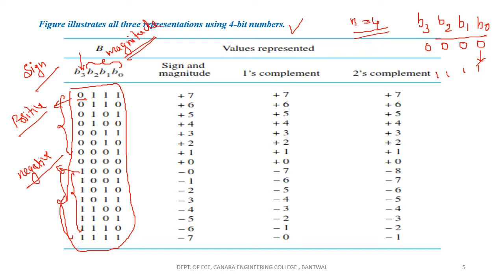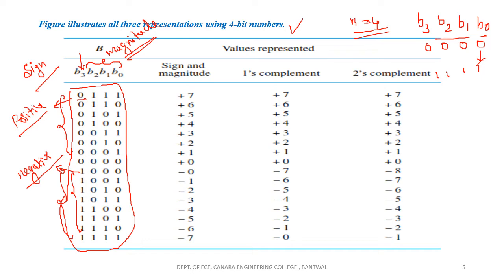0, 1, 0 is 2. 0, 1, 1 is 3. 1, 0, 0 is 4. 1, 0, 1 is 5. 1, 1, 0 is 6. 1, 1, 1 is 7. And in the negative number, only the MSB bit will vary. It becomes 1. The rest of the bits will remain as they are.